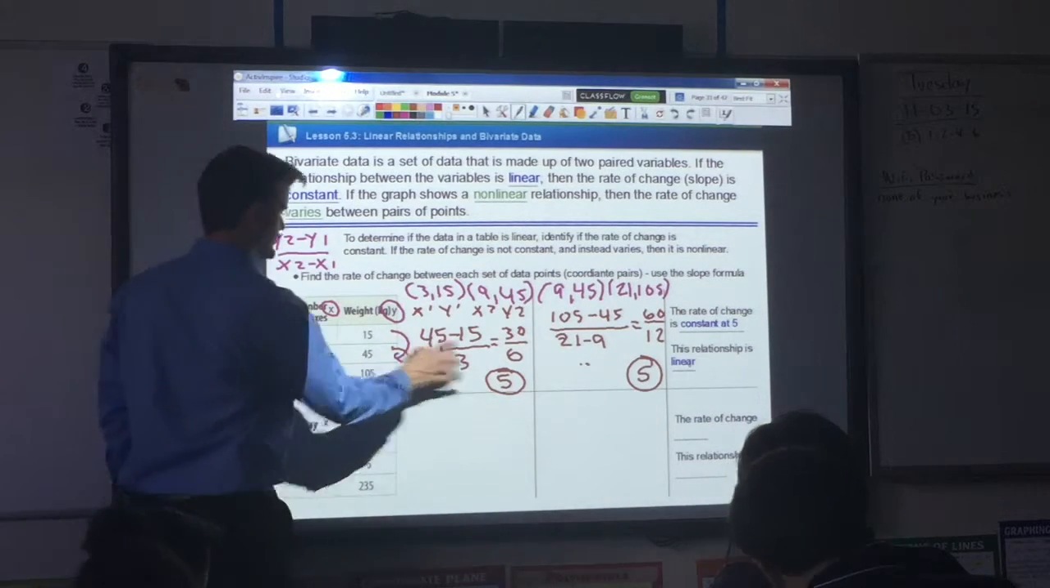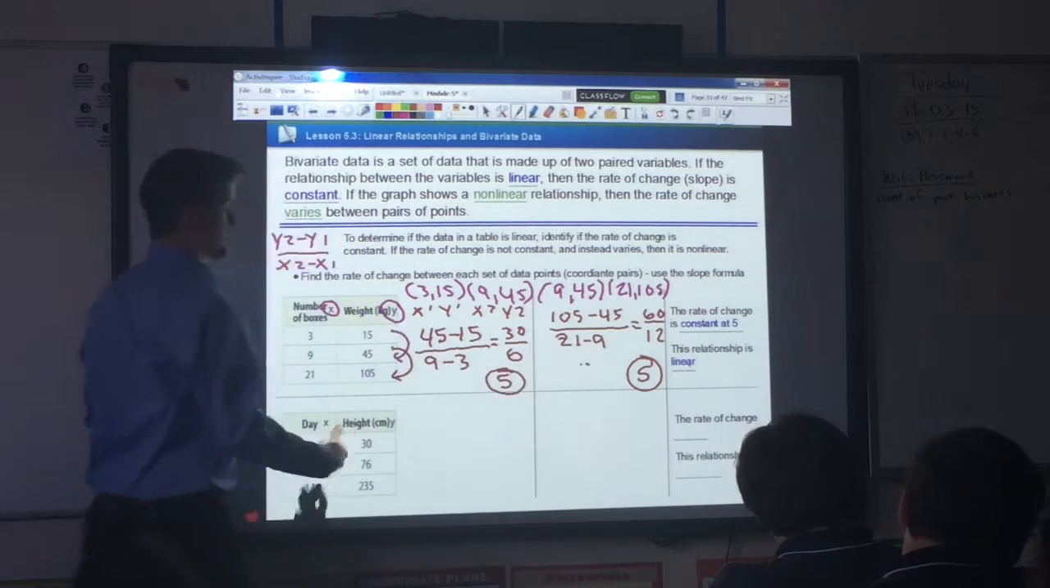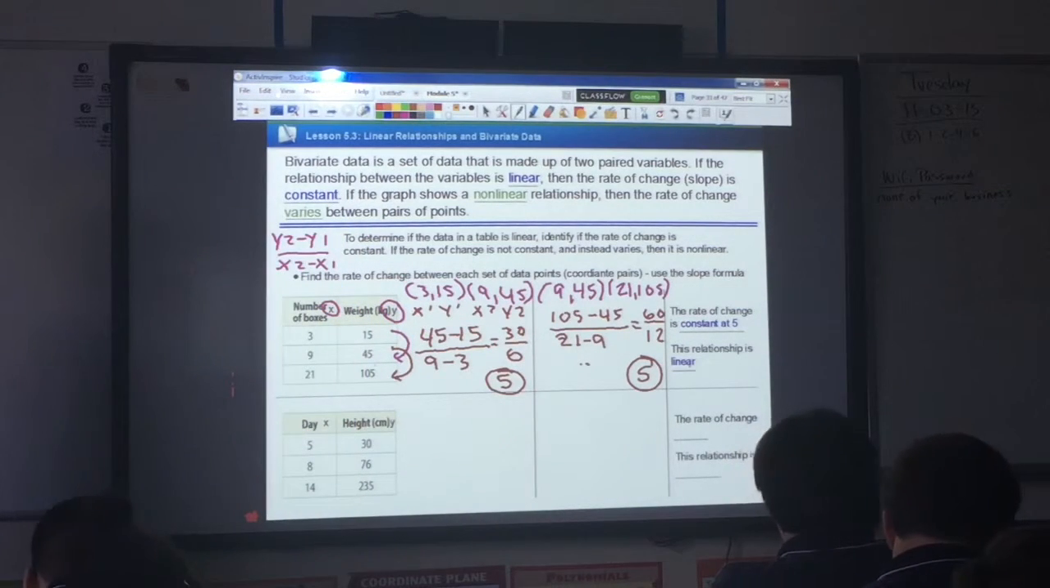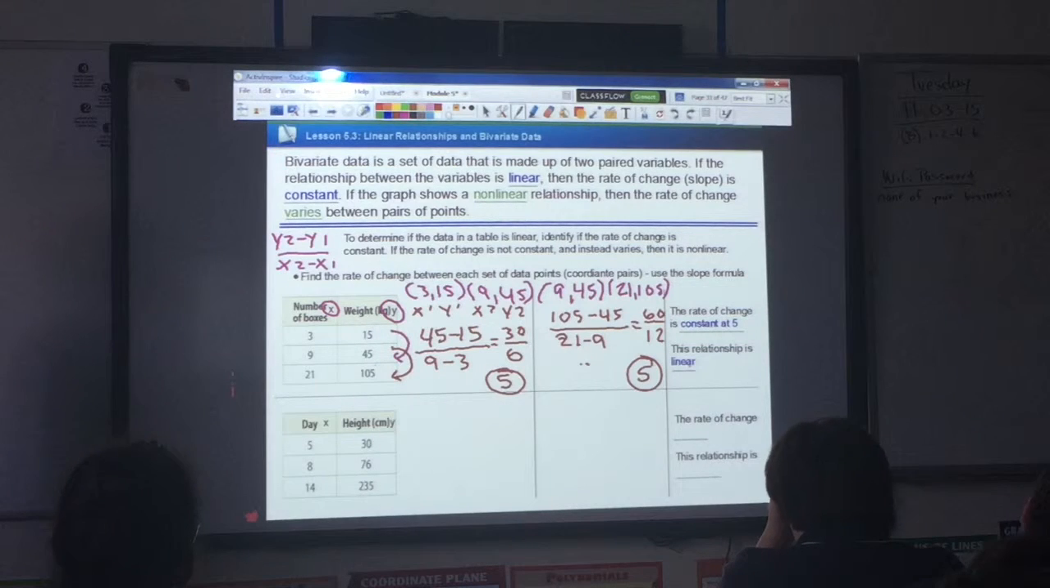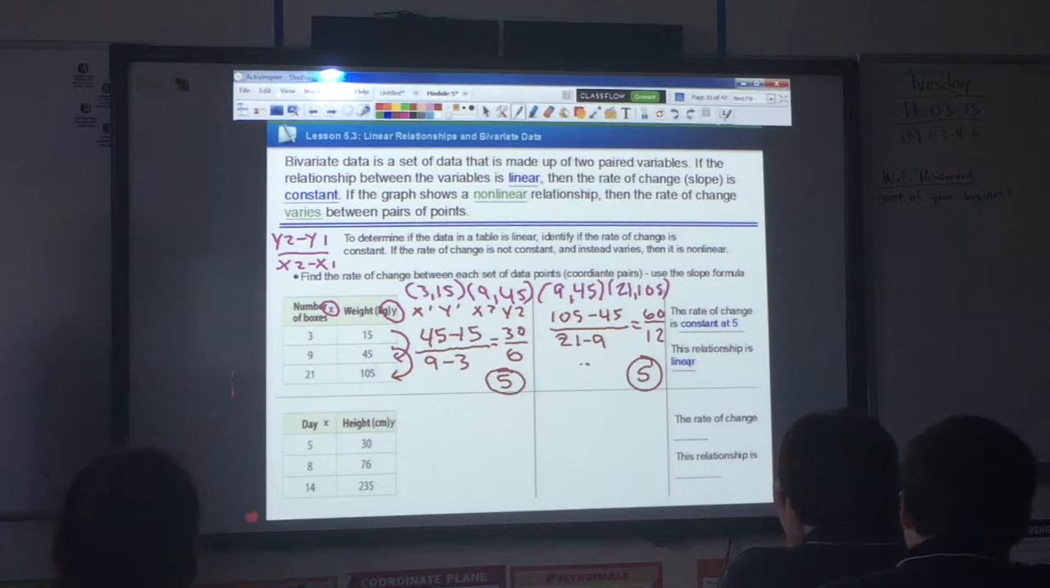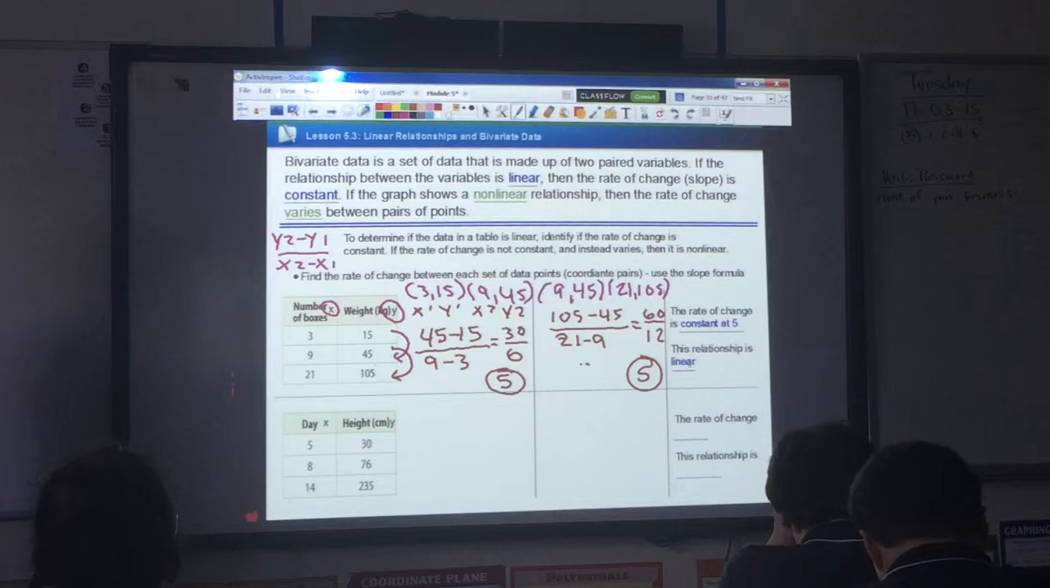Found the rate of change between the first two, found the rate of change between the second two. They're the same. I have a constant rate of change, which means I have a slope, which means that this is a linear relationship. On the one below, what happened? Did we read this? You did learn this. You learned parts of it. Now we're going into more detail with linear and nonlinear.